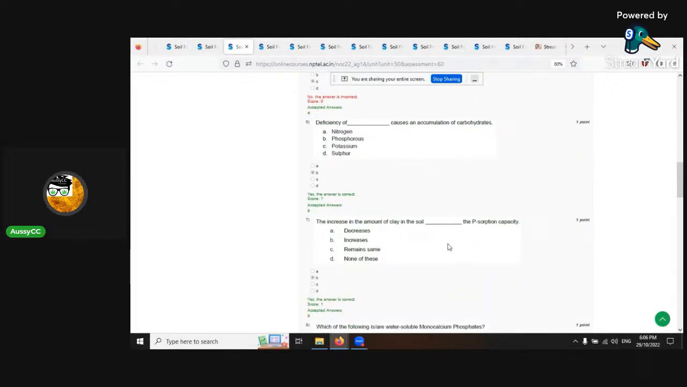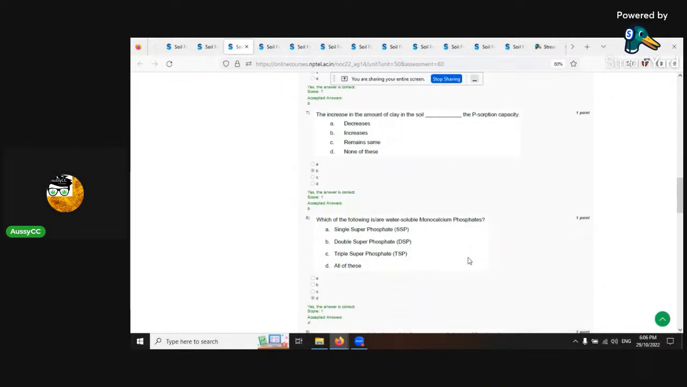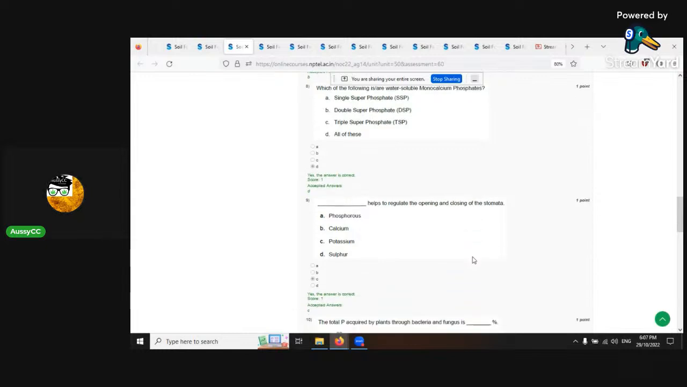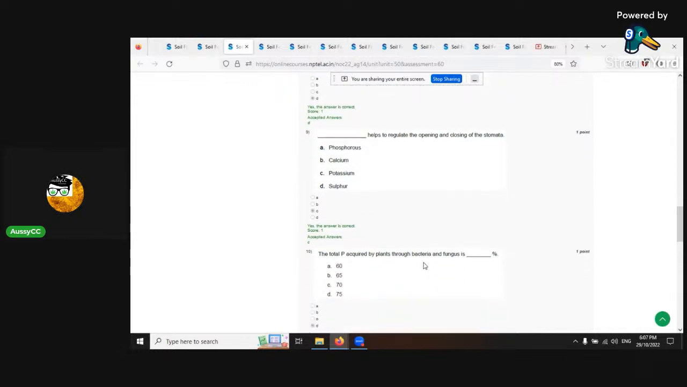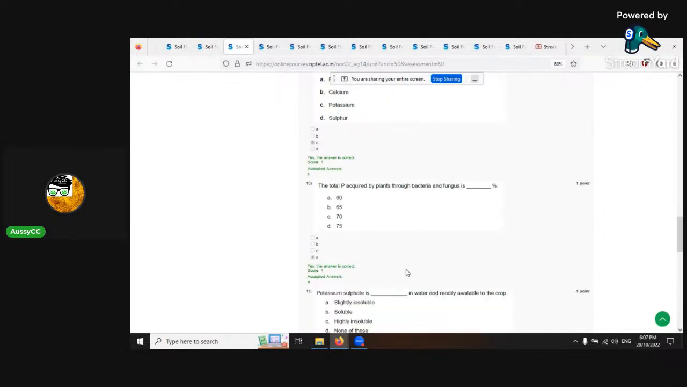Which of the following is monophosphates? Triple. Something helps to regulate the opening and closing of the stomata. Potassium, the K+. The total phosphorus acquired by plants through bacteria and fungus is huge. It's like 75. Yep. Potassium sulfate, something in water, that's soluble.